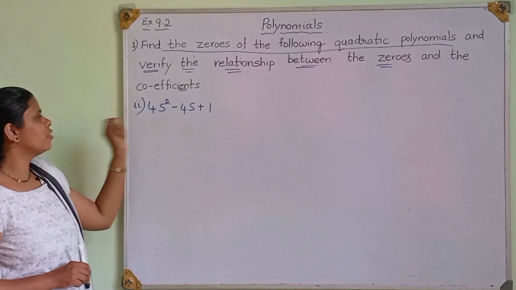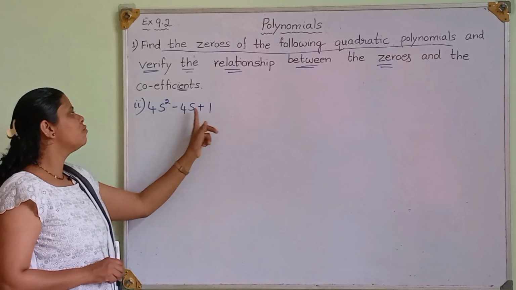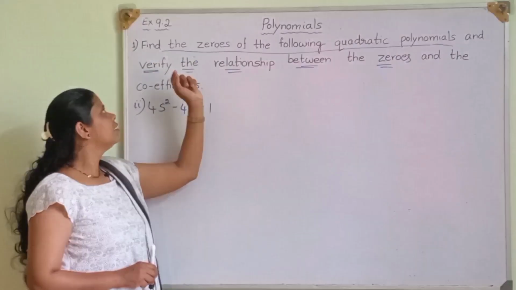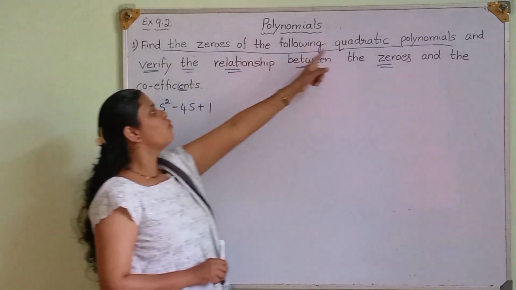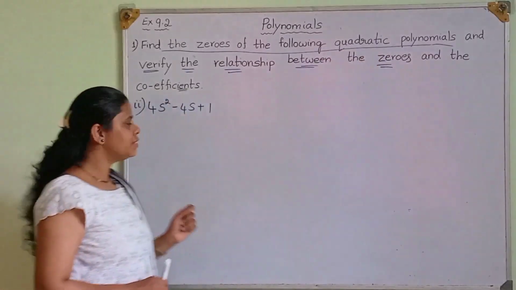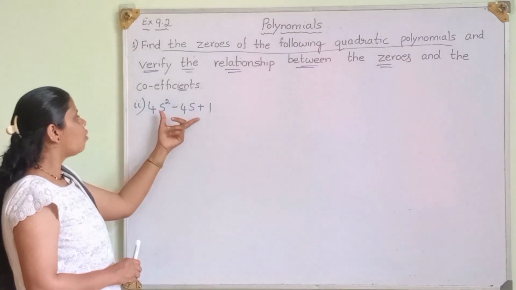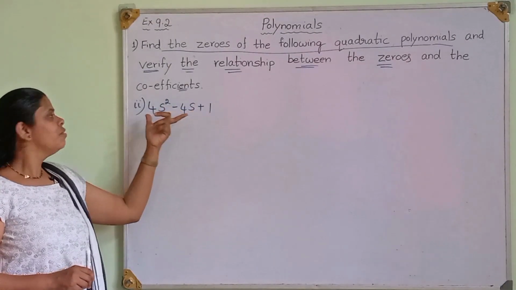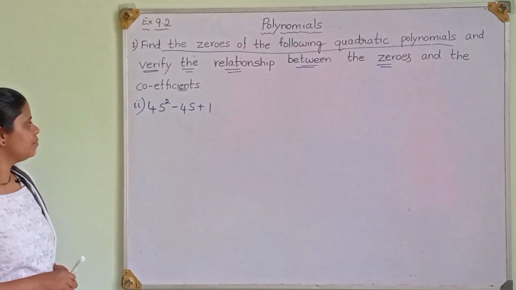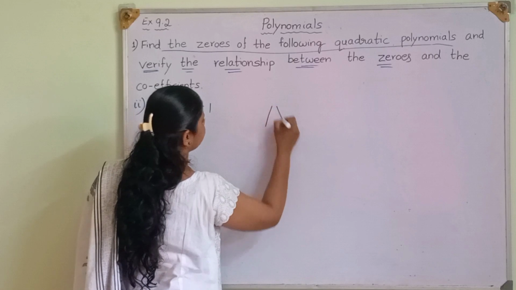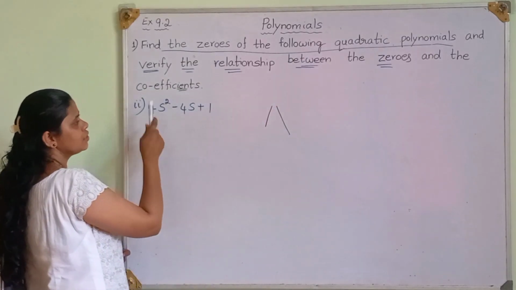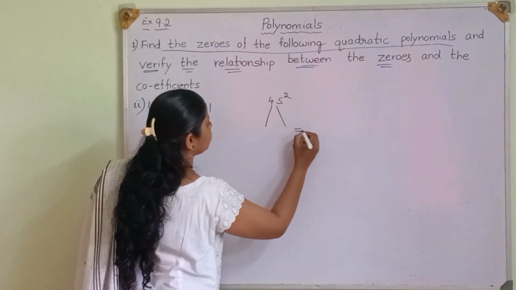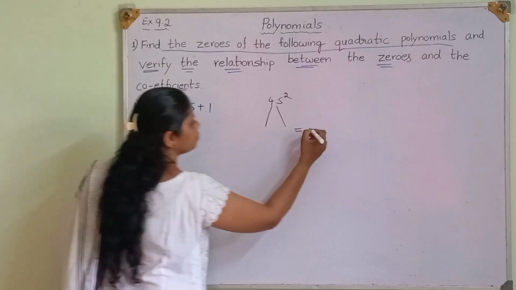Now let us solve the second question, that is 4s square minus 4s plus 1. First, let us solve the first part of the question, that is find the zeros of the following quadratic polynomial. First, let us find the zeros of the quadratic polynomial. To find out the zeros of the quadratic polynomial, we have to factorize this, isn't it? See, 1 into 4s square is how much? 4s square is equal to, say, minus 4s.